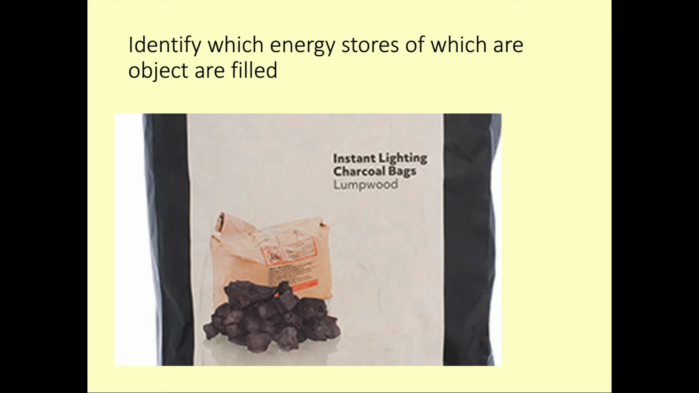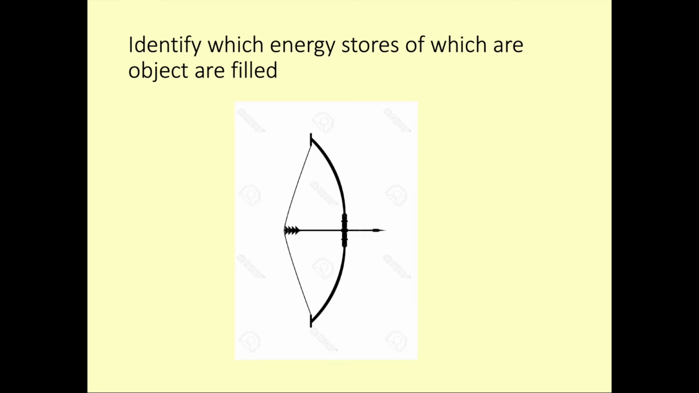So with charcoal, we use this for fires and we light it, but charcoal itself is a form of carbon. So when we're doing this, we're releasing that chemical energy in a chemical reaction, a combustion reaction, converting it into carbon dioxide gas and water vapour. Next one for you, identify which of the energy stores are filled.